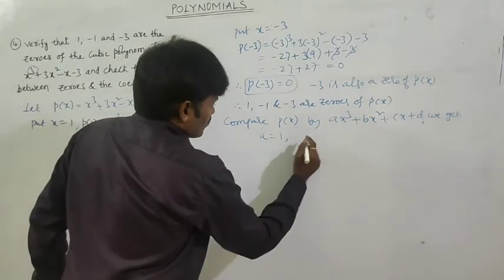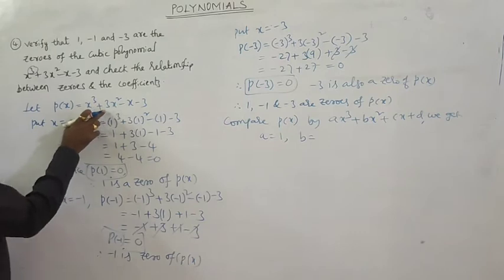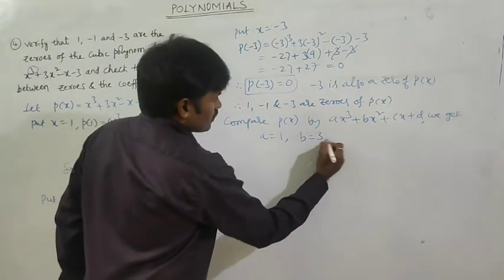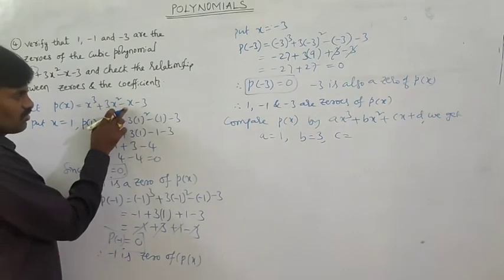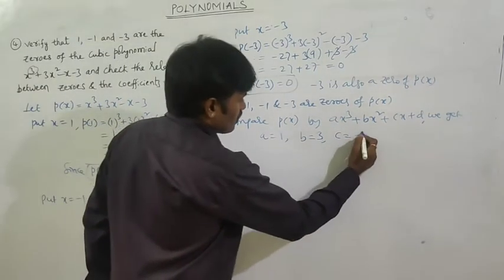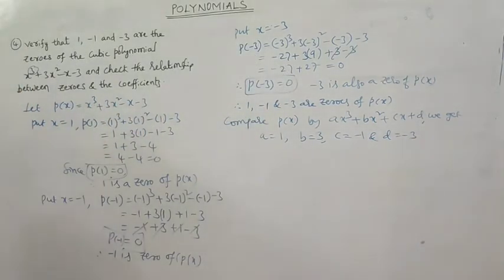Here, x square coefficient is b. In this case, in p of x, the x square coefficient is 3. Similarly, c is the x coefficient. Here, what is the coefficient of x? Minus 1. And d is the constant, that is minus 3.